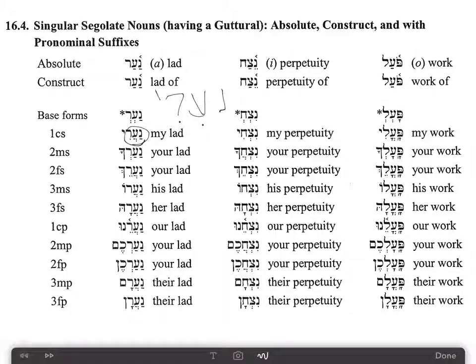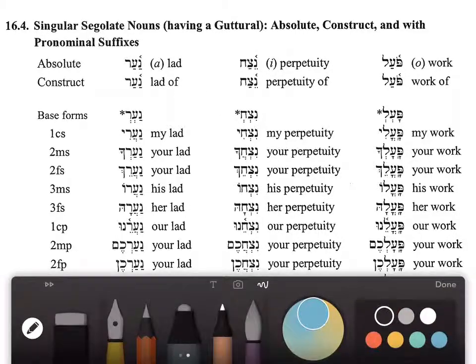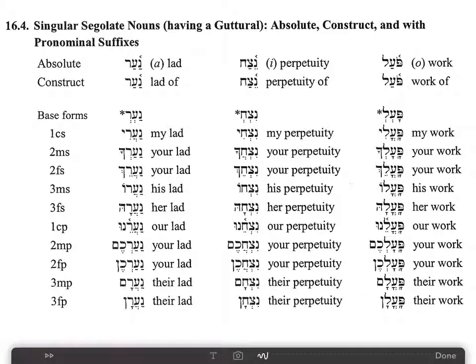Oops. Well, I guess I'll just delete all of this. There we go. Okay, so na'ari is what we end up with there.